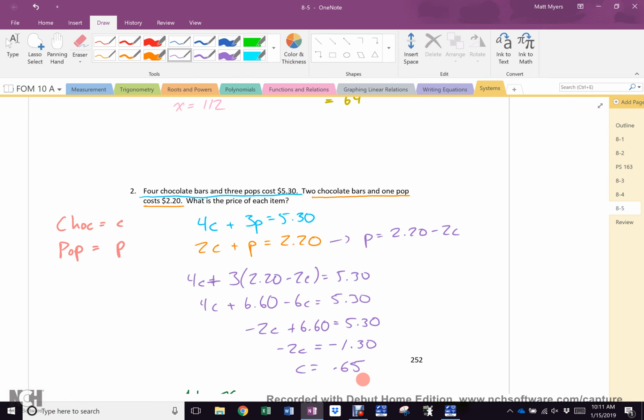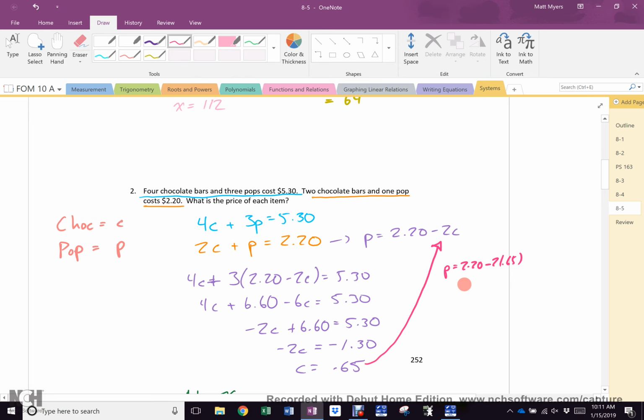And then, of course, we finish. Once we know what C is, what do we do? Substitute it back in anywhere we want. What color do we feel like using? Hot pink. That one. So, that C can go right there, can't it? P equals 2.20 minus 2 times 0.65, which is 2.20 minus 1.30, which is 90 cents. So, how much was the pop? 90 cents. How much was the chocolate bar?